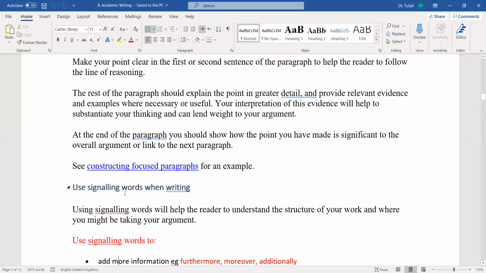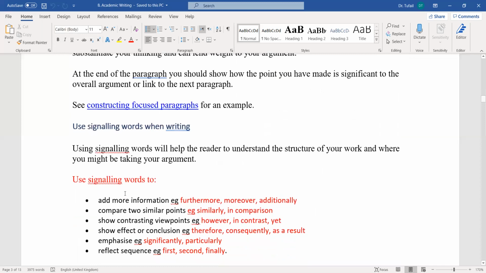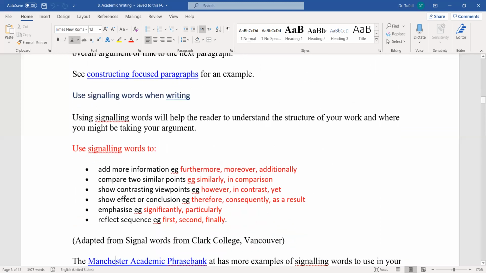Then, when you are writing, use signaling words. What are these signaling words? They give you a kind of connectivity, connecting your ideas to the previous argument, and they also show a specific aspect of your writing. For example, if you want to add more information, you say furthermore, moreover, additionally. For similar points, you say similarly or in comparison. When you want to show contrasting viewpoints, you can use however, in contrast, yet.